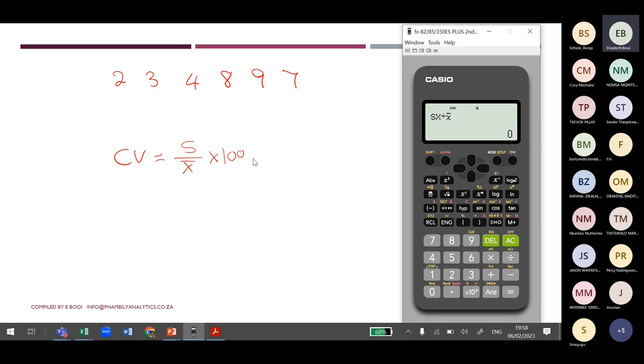So there it is. And because multiplication and division have the same priority, I can also just say multiply by 100 at the onset. It will apply both, moving from left to right, because they have the same priority. And say equal, and that will give you your coefficient of variation. Always remember to know, to recognize the formulas that are required.